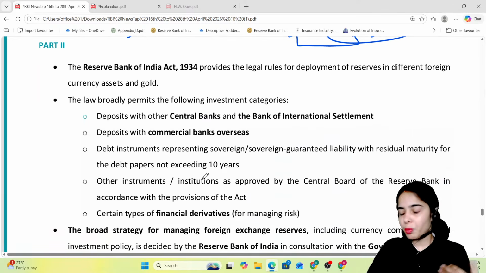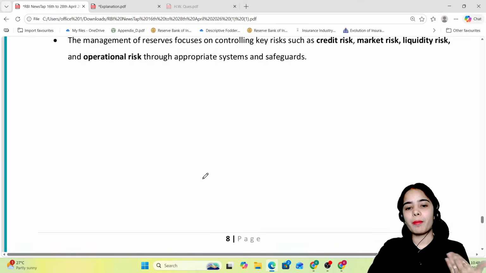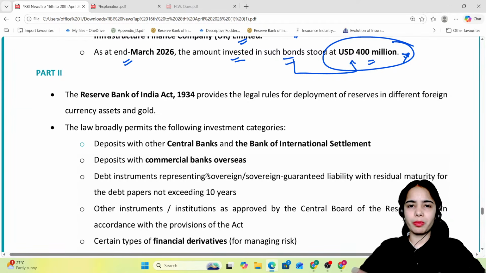Now coming to part 2. Part 1 is done now. We have discussed various data points under part 1. Part 2 is just basic functionality of the RBI. So here you just have to keep in mind the basic idea.